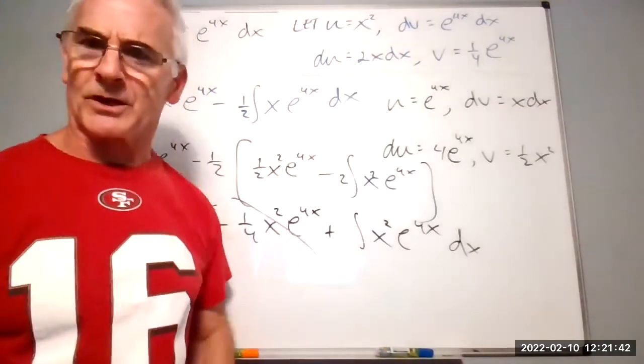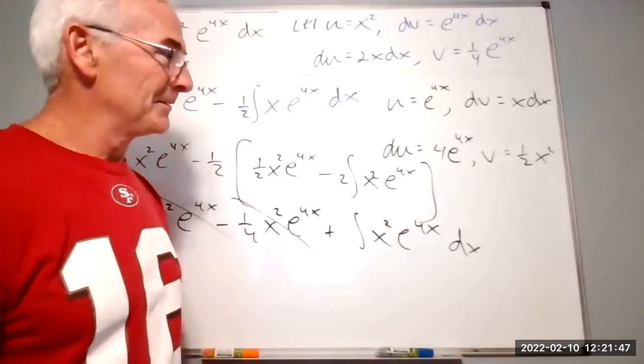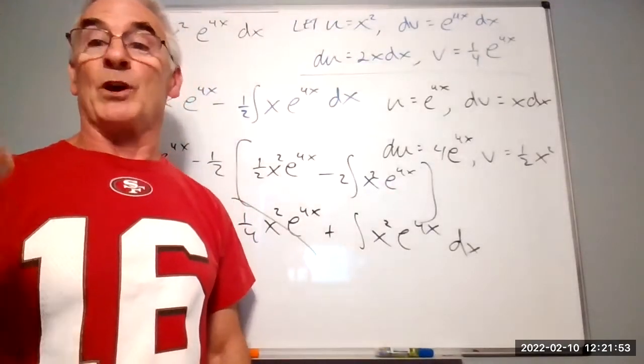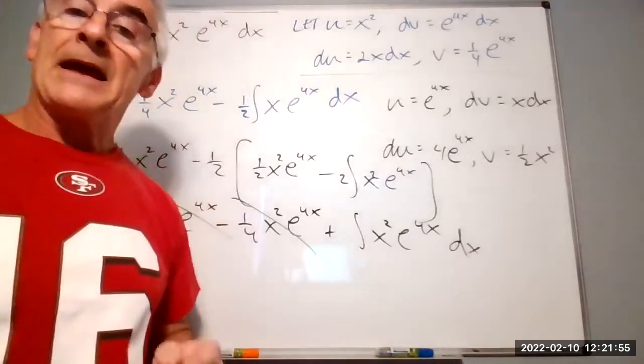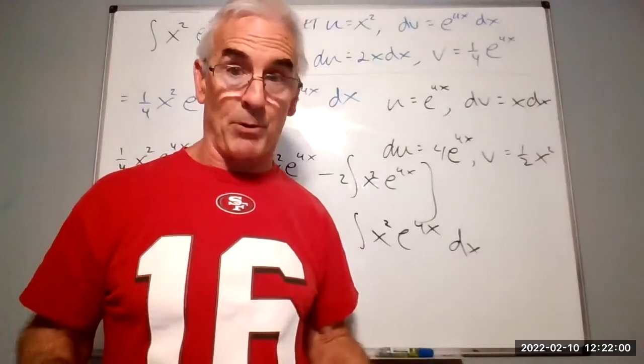What happened to all my good work? Anybody? What happened to all this beautiful work in blue? You reversed it. When I reversed the choices, I just undid everything. By the way, this is an absolute. This will always occur. And in a great many problems, you will have to do integration by parts twice.